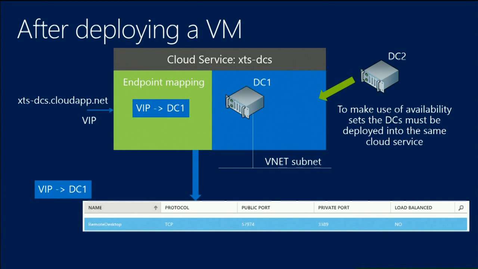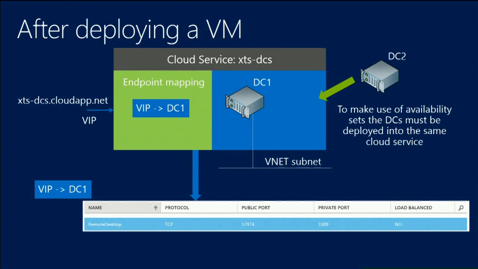The reason it needs to do port mapping is that if I deploy multiple VMs into that cloud service, they have a single public URL to all those VMs, so a single IP. So to be able to remote desktop to them all, I need to differentiate them in some other way. So the actual public port number is different, but then they're mapped using this mapping.